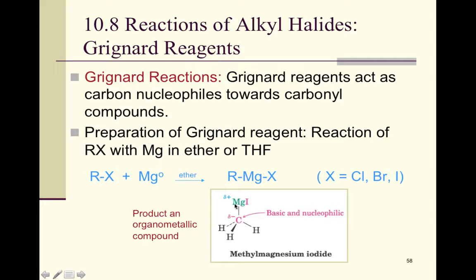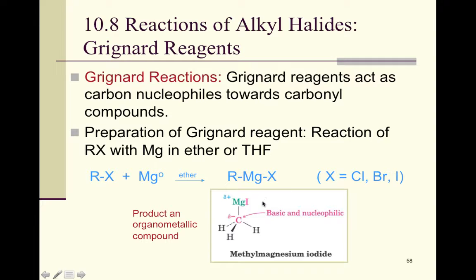Because magnesium is not electronegative, in fact, carbon is more electronegative than magnesium, the electron cloud is going to be pulled towards this carbon. So we now have a delta negative on our carbon, and now we have a basic and nucleophilic carbon. See how the magnesium just kind of gets in there? It's going to be bonded to the carbon here, but it's still holding on to its iodine. It's going to be slightly positively charged. This is my Grignard reagent.